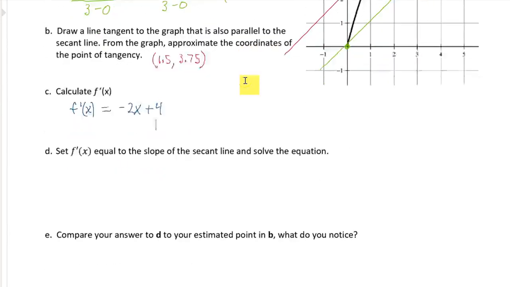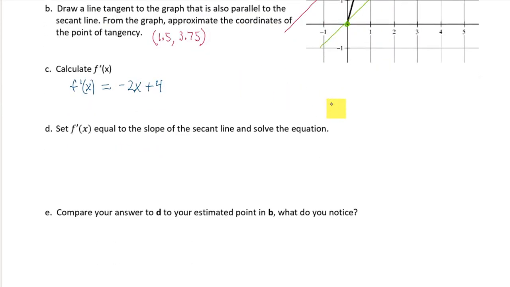We are taking f prime of x, so that's negative 2x plus 4, and we're setting that equal to the slope of the secant line, which we found out was 1, and we're going to solve that. So I'm going to start off by subtracting 4 on both sides here. I get negative 2x equals negative 3. I'm going to divide out the 2 on both sides. I get x equals negative 3 over negative 2, which is equal to 3/2 or 1.5 positive.